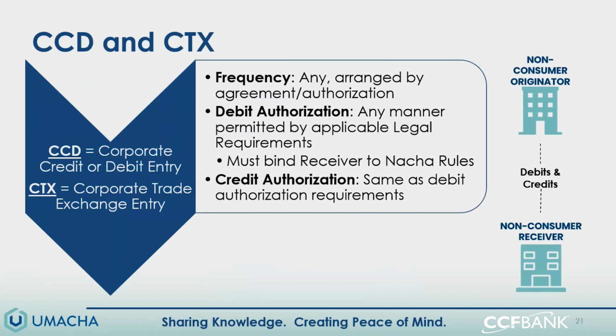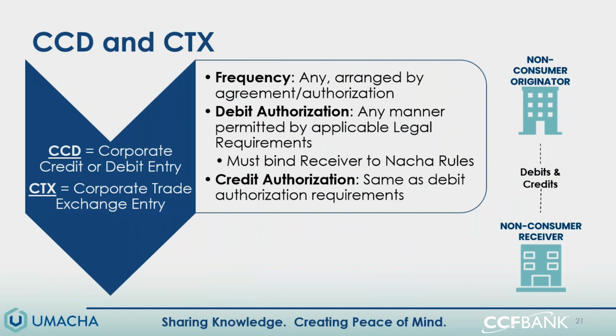All right, those were our consumer standard entry class codes. Notice we talked about debiting and crediting consumers in those last several slides. Now we're going to talk about the businesses. So this is CCD and CTX. They are very similar. We often lump them together. This is when we have a non-consumer originator. So you as a business, either debiting or crediting a non-consumer receiver.